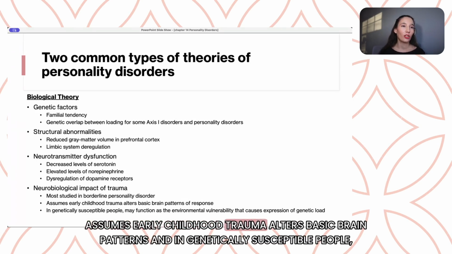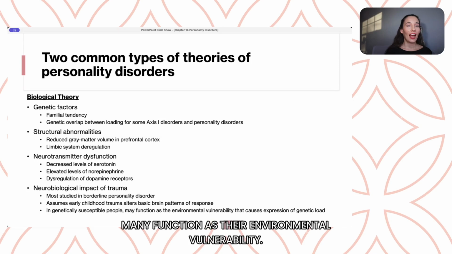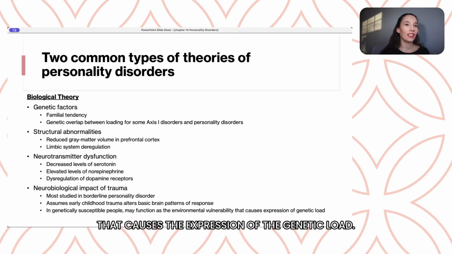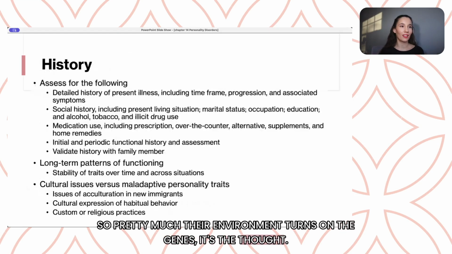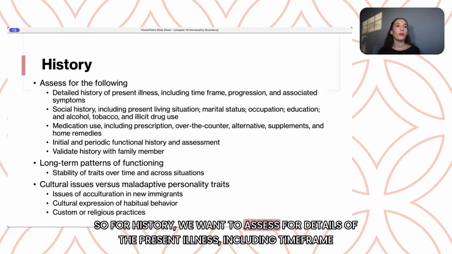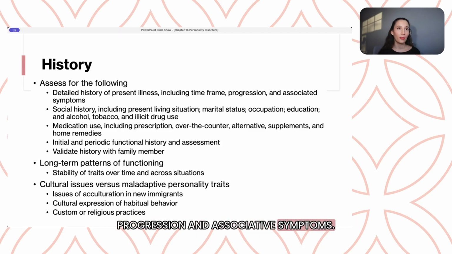It assumes early childhood trauma alters basic brain patterns, and in genetically susceptible people, may function as their environmental vulnerability that causes the expression of the genetic load. So pretty much their environment turns on the genes is the thought. So for history, we want to assess for details of the present illness, including time frame, progression, and associative symptoms.